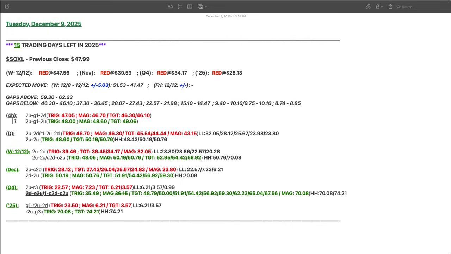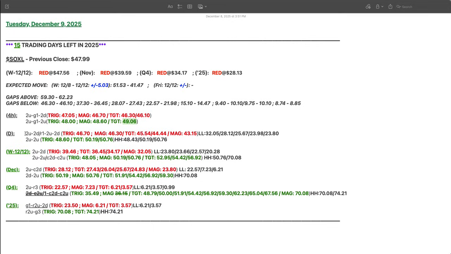But then we talked about what we look for on the 4-hour chart in the day. If we go to the downside, we talked about how that would give us a 2-1-2 down, triggering at 47.05 with a magnitude of 46.70, so not a lot of magnitude to the downside. But if we do get rolling, we've got 46.30 and 46.10, which is the gap close, as our extended targets. On the other side, if we go to the upside, we get a 2-1-2 up, triggering at 48 flat, giving a magnitude of 48.60 and an extended target of 49.06.